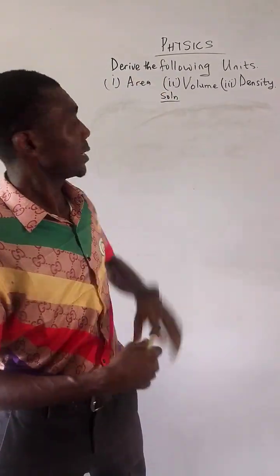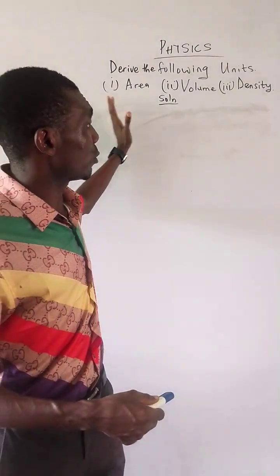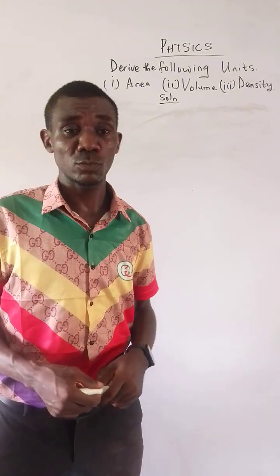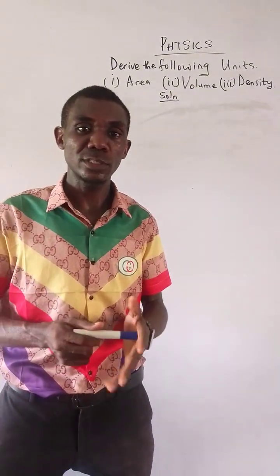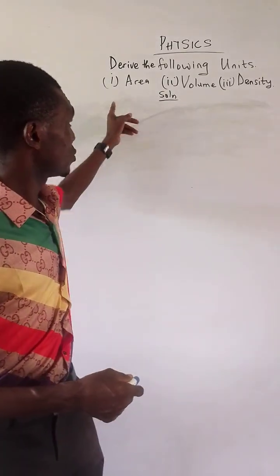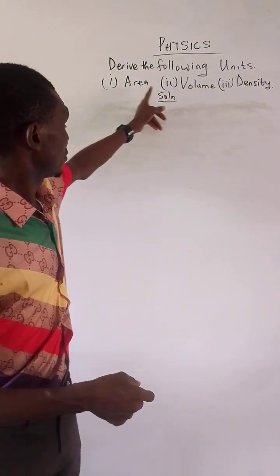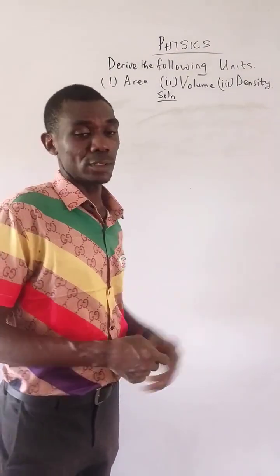Now we have derivation of units, and we have some quantities on the board here, and these quantities that we have, they are derived quantities. So from these derived quantities, we will now get their derived units, and derived units are gotten from fundamental units. So the first derived unit you have here is area. Second one is volume. The third one is density.